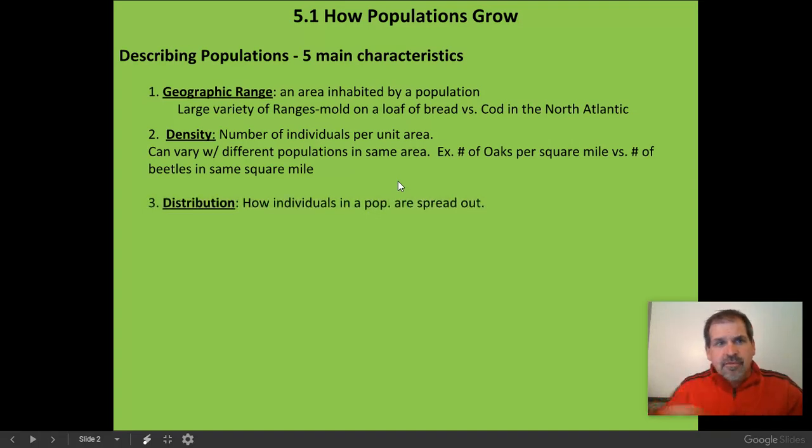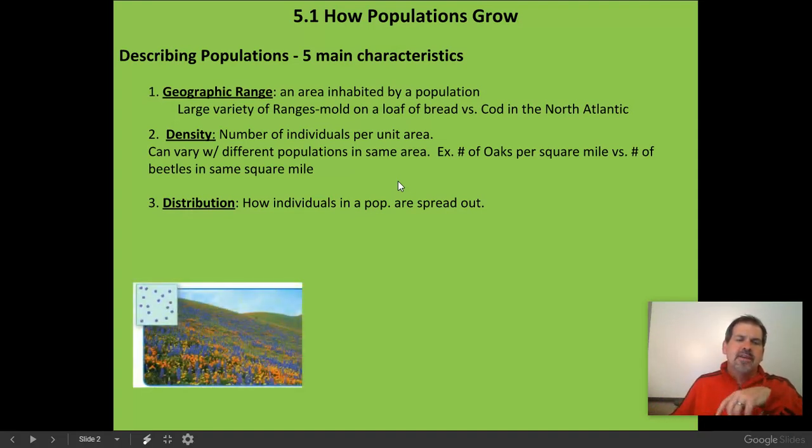Distribution. So how spread out are they? It's not how crowded they are or their range, but how do they distribute themselves within their population? And there are three main ways. Most populations follow variations of these three patterns.